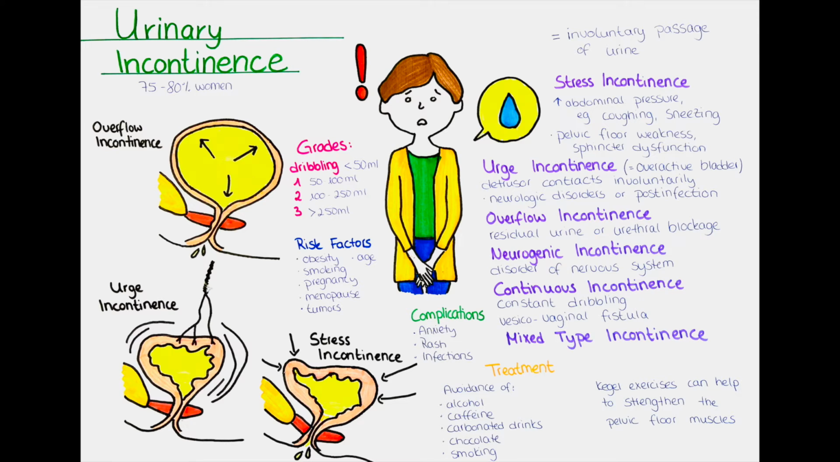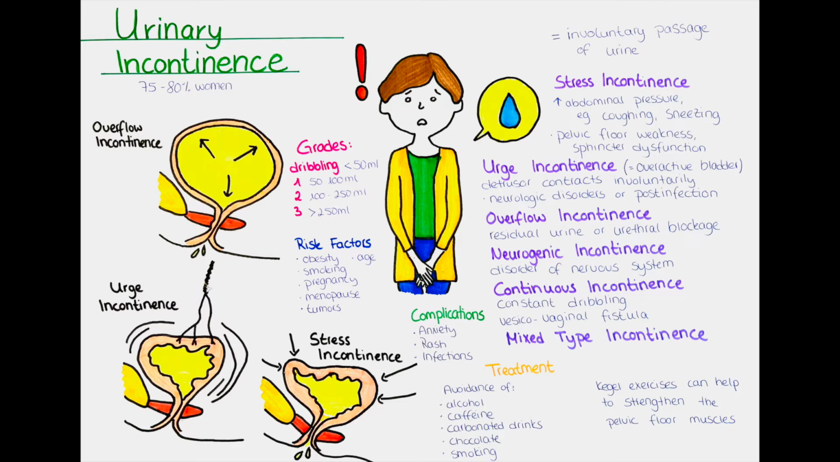Urinary incontinence is a symptom rather than a disease and can be caused by different underlying conditions. There are 6 different types of incontinence. The first one is stress incontinence. This means that when there is an increase in abdominal pressure, for example by sneezing, coughing, or lifting heavy items, urine leaks involuntarily. This is usually due to a pelvic floor weakness and the resulting sphincter dysfunction.